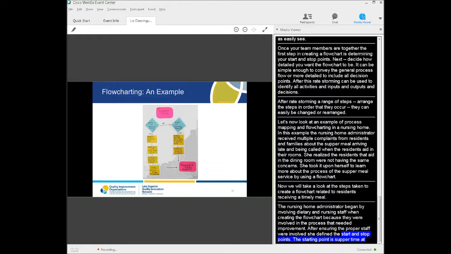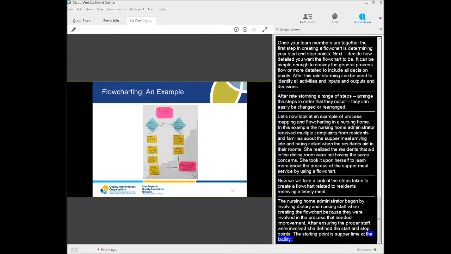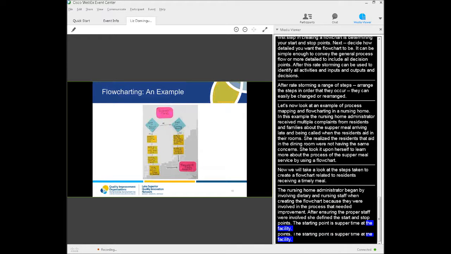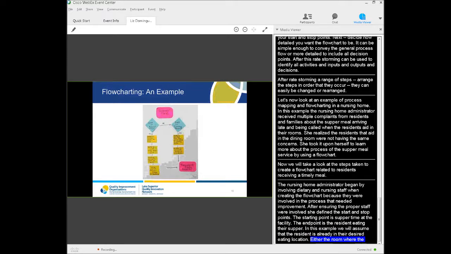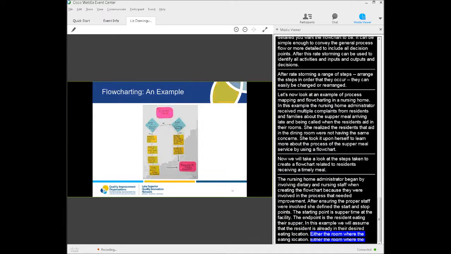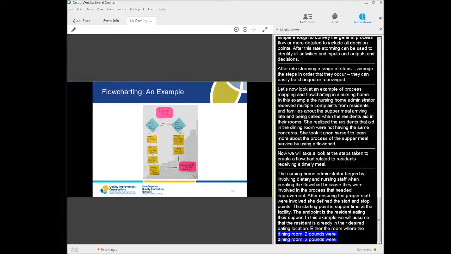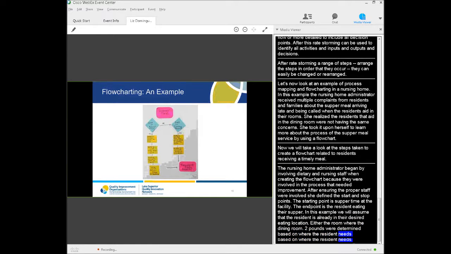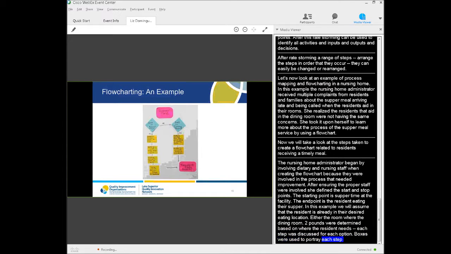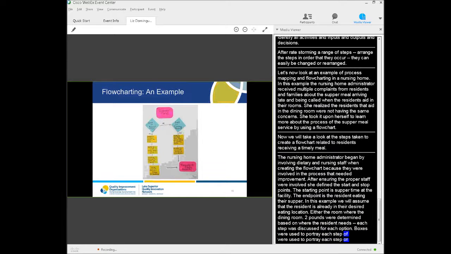In this example, we will assume that the resident is already in their desired eating location, either their room or the dining room. Two paths were then determined based on where the resident eats. Each step was then discussed for each option. Boxes were used to portray each step of the two processes to assist in figuring out why meals were arriving late for residents who ate in their room.